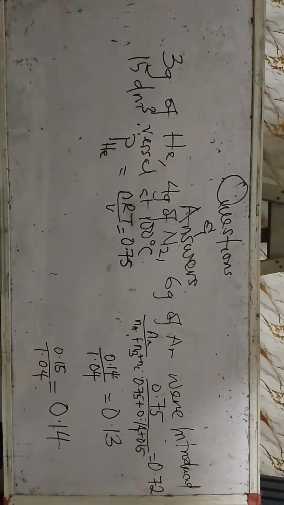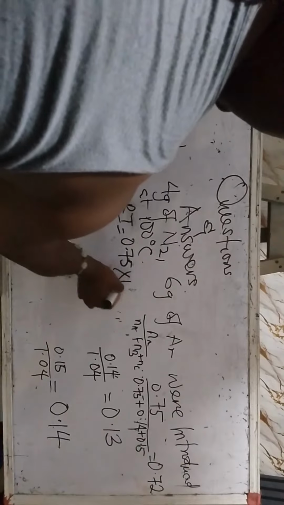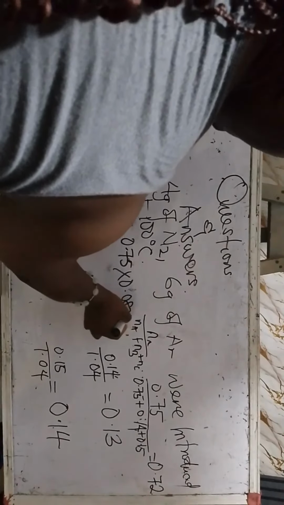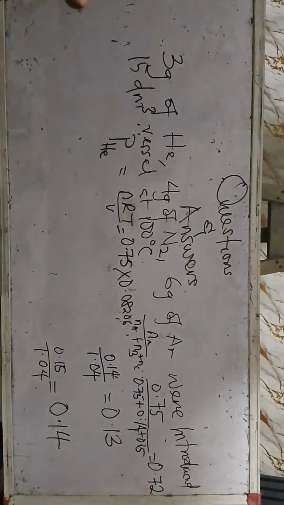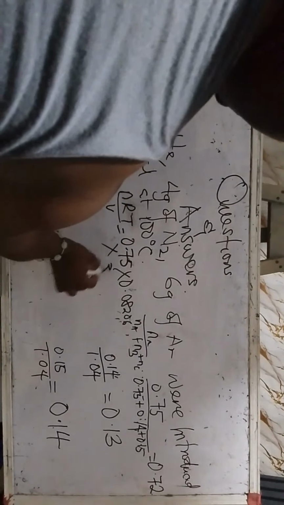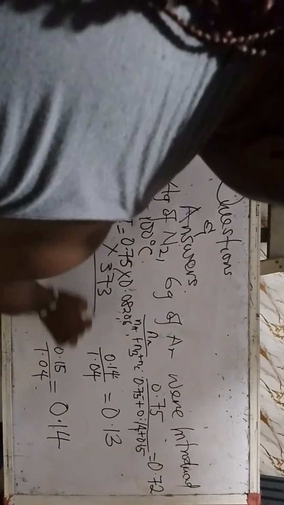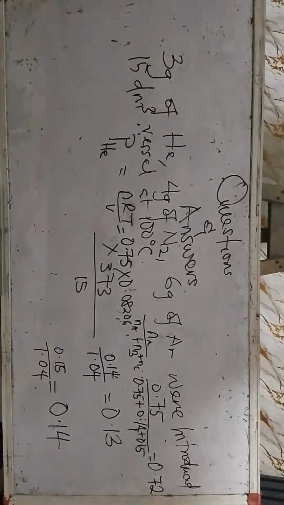So you use the number of moles as 0.75, times 0.08206, then your temperature, which is 100 plus 273, gives us 373 Kelvin, divided by 15. 15 is the volume in dm cubed.